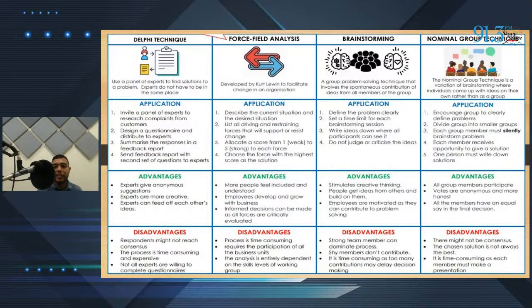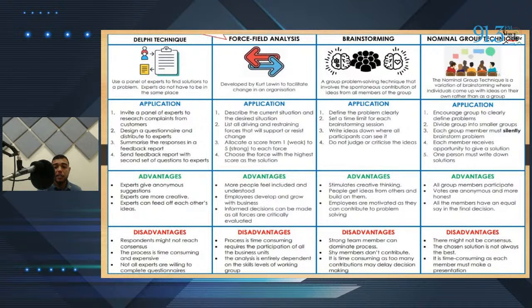The nominal group technique is a variation of brainstorming where individuals come up with ideas on their own rather than as a group. Application: it encourages the group to clearly define the problem, and divide the group into smaller groups. Each group member must silently brainstorm the problem. Brainstorming, how do we do this in school, guys? Before we even write an essay, we draw a cloud with the problem inside, and then we have lines running out of it, and then have a solution around that cloud. Also, one person must write down the solution.